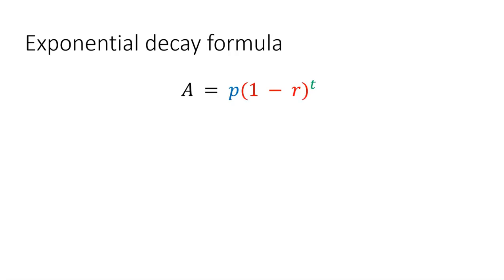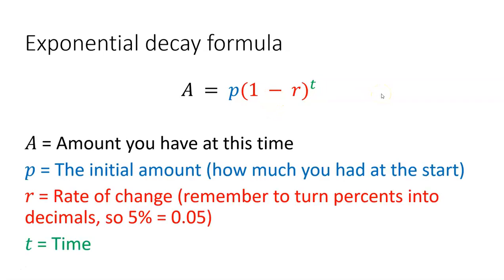We've also got exponential decay. So instead of things going up in value, they're going down in value. And you notice the difference here is the minus sign. Everything else is the same. So the A, P, R, and T all represent the same things. If you didn't pause the video earlier to write these things down for exponential growth, you might want to do it now for exponential decay. Same thing, except there's a minus sign here instead of a plus.